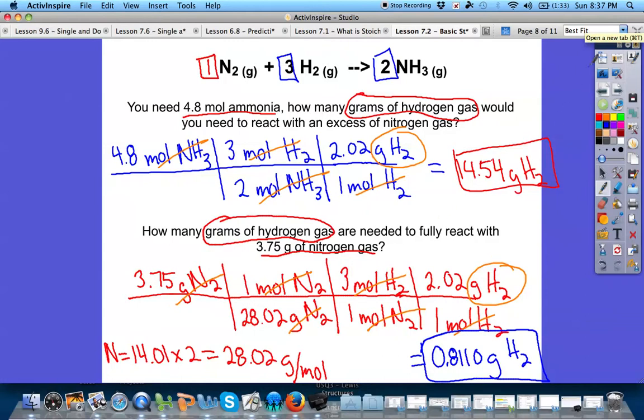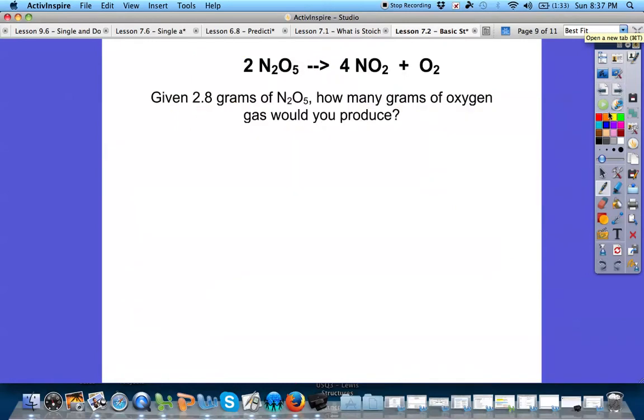Okay. Our next equation says that we have dinitrogen pentoxide decomposing to form nitrogen dioxide and oxygen. And we are given 2.8 grams of dinitrogen pentoxide. We want to know how many grams of oxygen would be produced. So I want you to go ahead and pause the video and try setting this one up on your own, and then come back and check it.